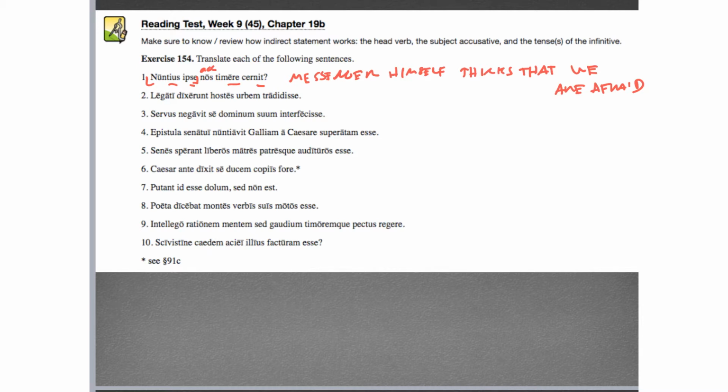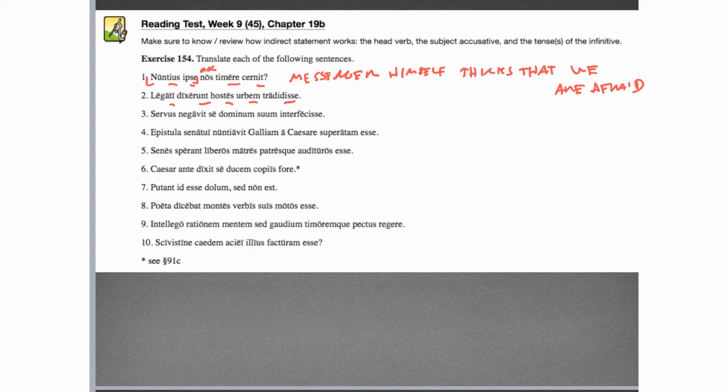All right, so let's do number 2. Legati dixerunt hostes urbem tradidisse. So again, as I read through, I see an I, which is likely going to be my nominative plural, especially as the first word. That's confirmed by the NT, right? That's my nominative plural ending. Hostes, again, can be either nominative or accusative. Because I already have a nominative, there's a good chance it's going to be accusative. Dixerunt is a head verb. Tradidisse is an infinitive. So that's going to indicate indirect statement. And then urbem is another accusative, so it looks like this indirect statement will have both a subject and a direct object, which is fine and pretty normal.